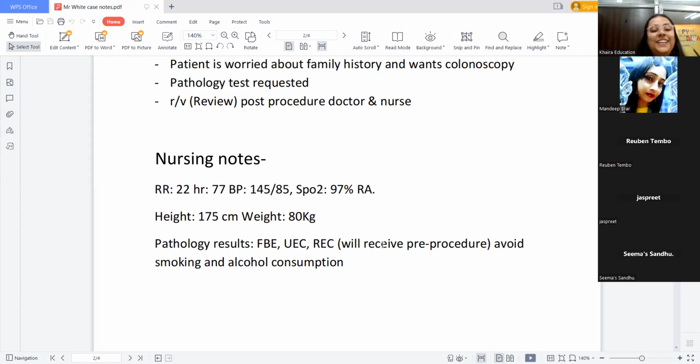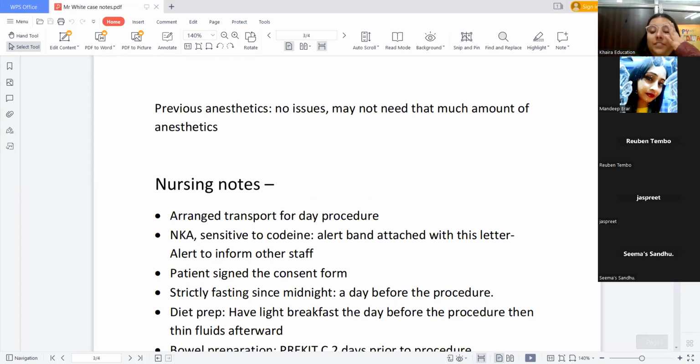So yeah, learn it. The FBE, UEC and REC tests were done and the results will be available before the colonoscopy, and the patient needs to avoid smoking and alcohol consumption. On the next page, we have the information that he was anesthetized earlier, but there were no issues that he had. And he has now been told that he would not require a lot of anesthetics, so he need not be worrying about it.